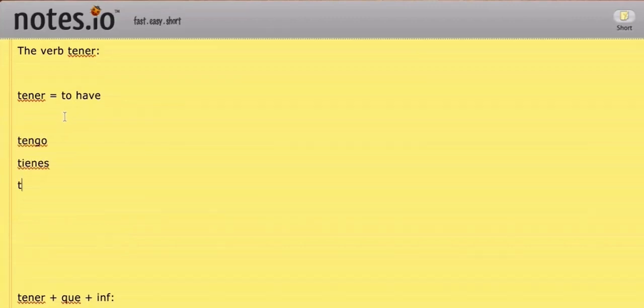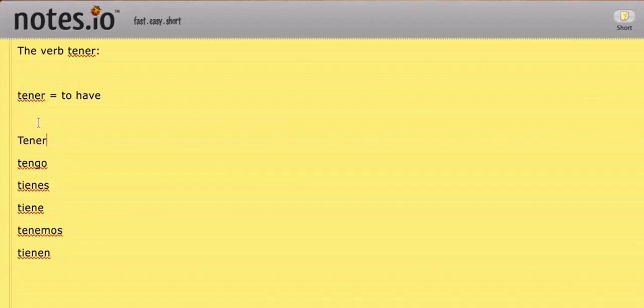Tengo, tienes, tiene, tenemos, and tienen. So I have, you have, he, she, it, you formal have, we have, and they or y'all have. Now, one thing to note as well is that it is very irregular. There's actually two different things going on here. So first, you may have noted that it's an E to IE stem changer. So you can see this in the tú form, in the él, ella, usted form, in the ellos, ellas, ustedes form. We won't notice it in the nosotros form or the yo form.